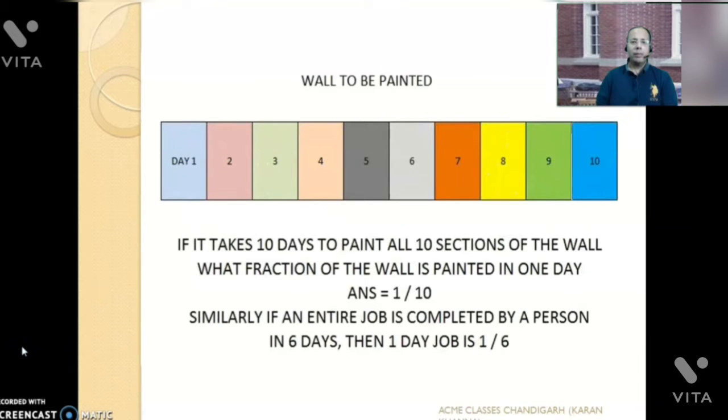So let's take an example. Let's say this entire wall has 10 parts to it, and in one day you can cover one part of it. So if it takes 10 days to paint all 10 sections of the wall, what fraction of the wall is painted in one day? So the answer to that question is 1/10th of the wall will be painted in one day. Similarly, if the entire job is to be completed by a person in 6 days, then the fraction of the job completed by him in one day is 1/6. The same concept is used above.